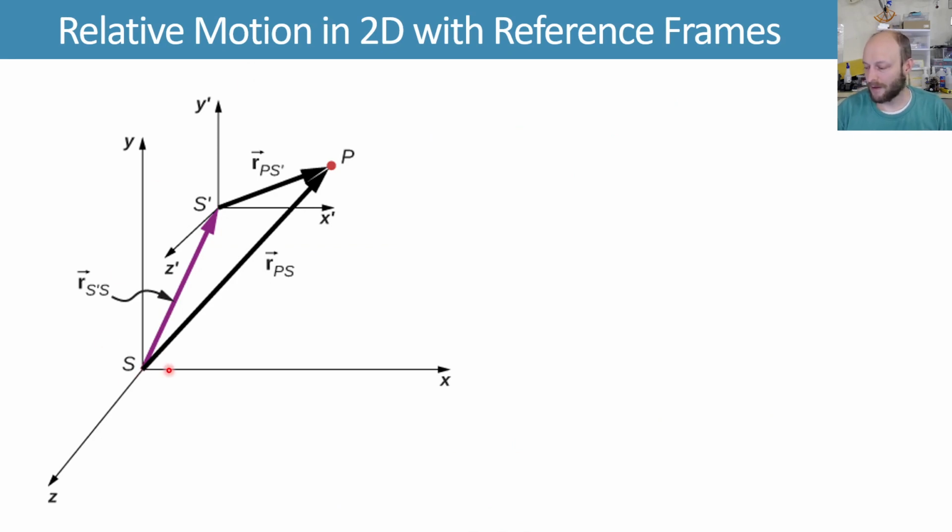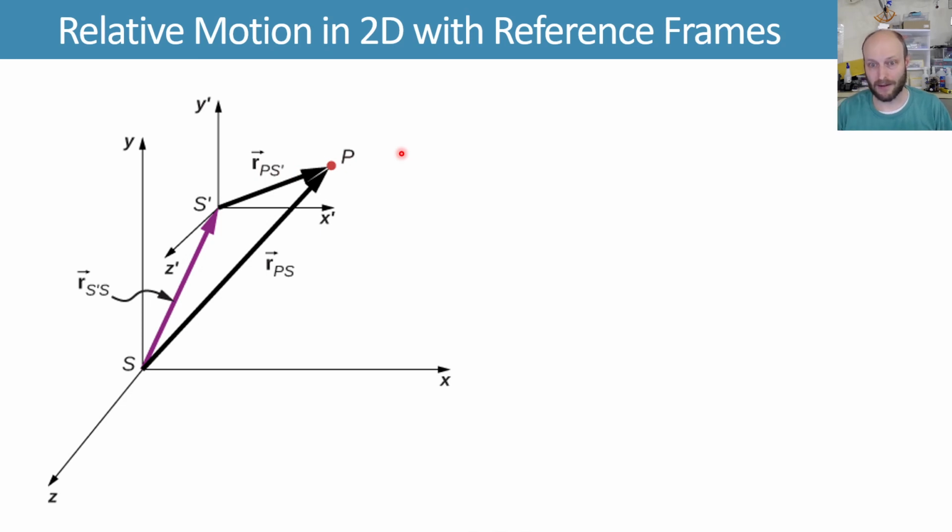We have X, Y, and Z here, and we have some reference frame S, and then we have some other reference frame S prime. So if you consider some point P, you can define that point P in terms of the original reference frame S as this position of P with respect to this reference frame S, so RPS. Or you could define it in terms of this other reference frame S prime as RPS prime. So this is the vector that defines this in this other coordinate system.